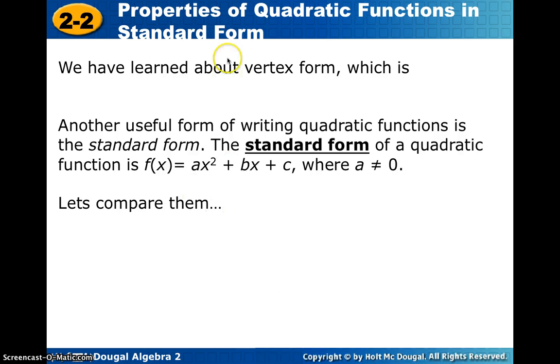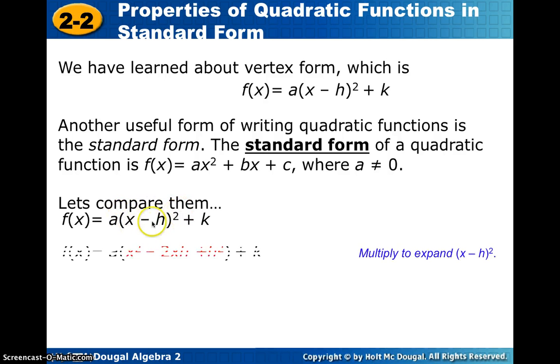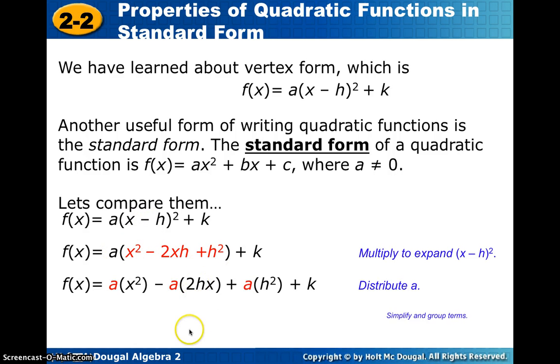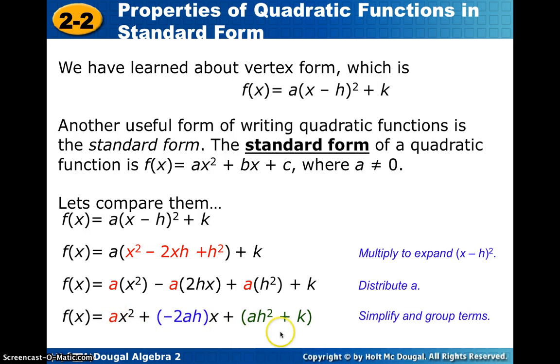So, previously we learned about vertex form, which is a times the quantity x minus h squared plus k. Now, another useful form is standard form, and standard form is ax squared plus bx plus c. So we can compare these by going from vertex form to standard form by multiplying out, distributing this x minus h squared. If we expand that, multiply it out, and distribute the a through here, we can get this comparison.